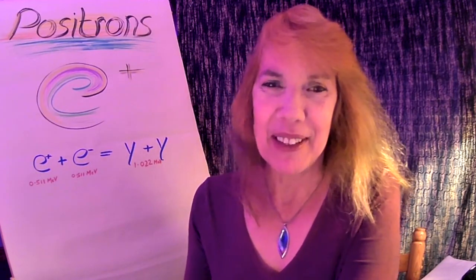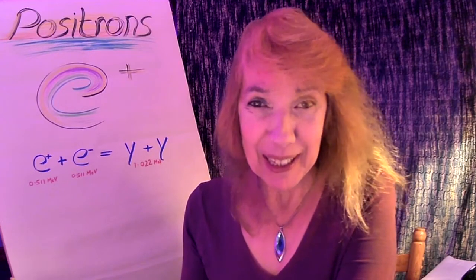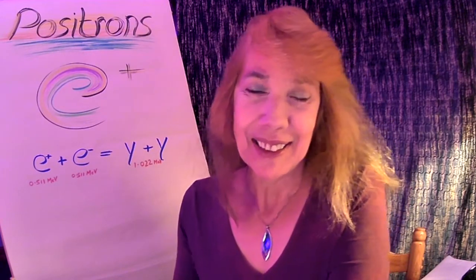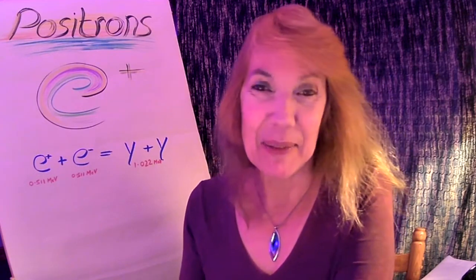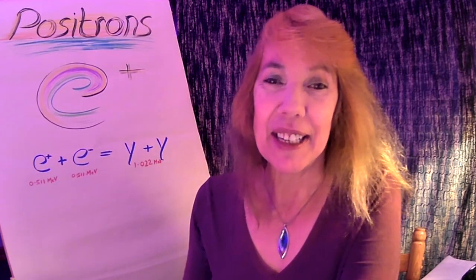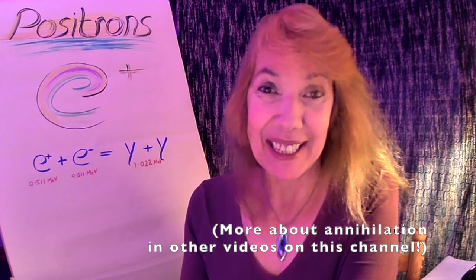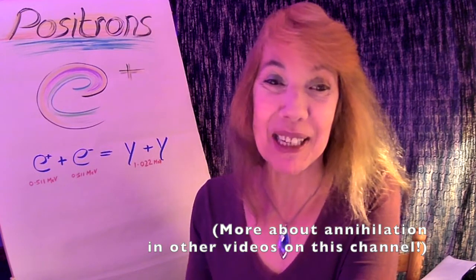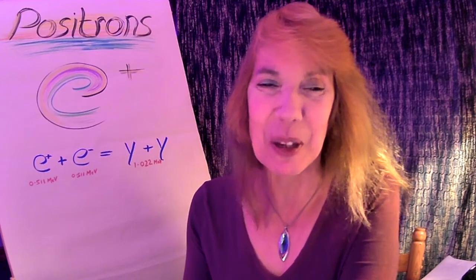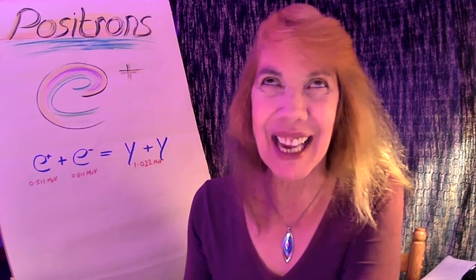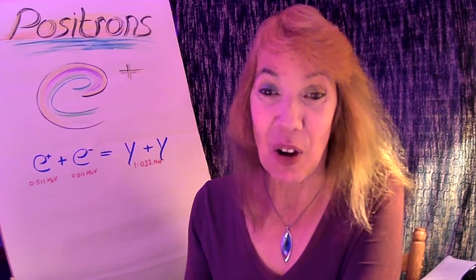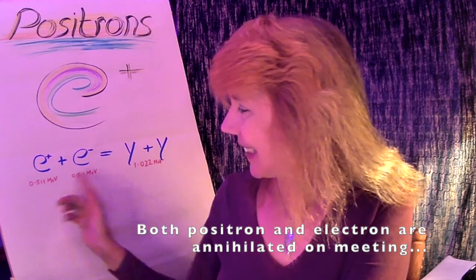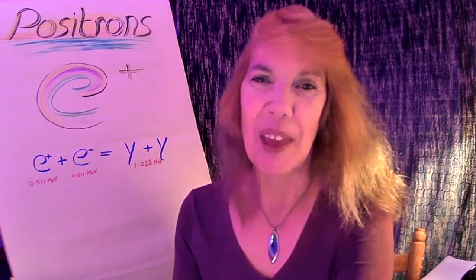When they appear in this universe, generally speaking, that is to say probably more than 9 times out of 10, probably a lot more than 9 times out of 10, they are annihilated by an electron immediately. And I mean immediately, because as soon as a positron meets an electron, it's gone. It's annihilated. This is the equation for that.